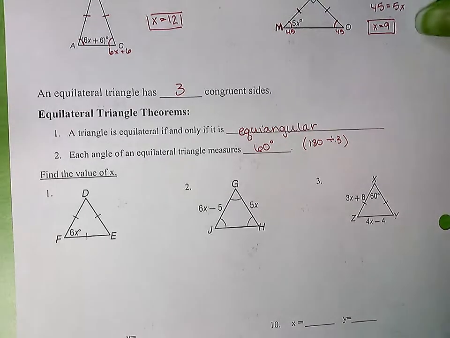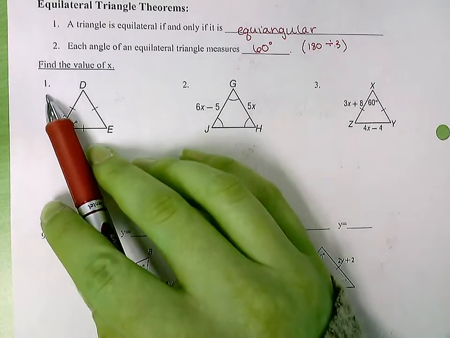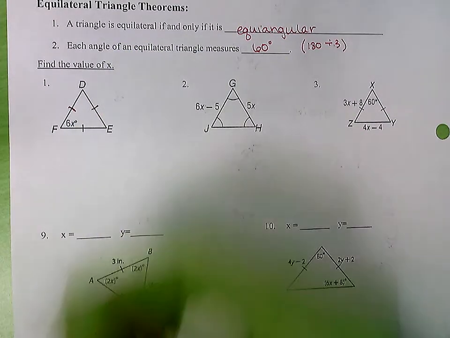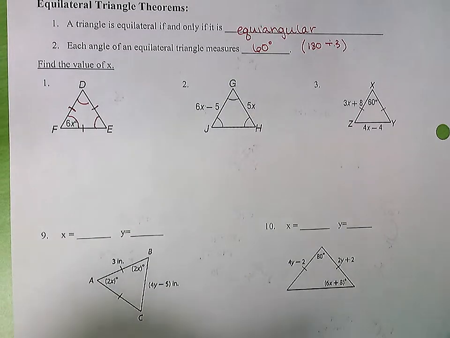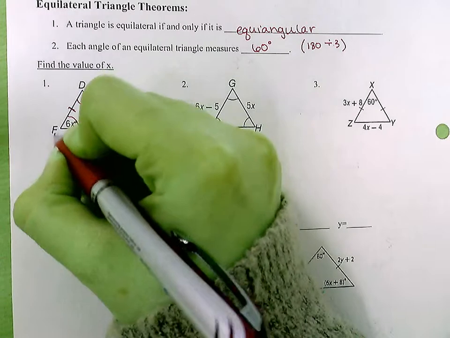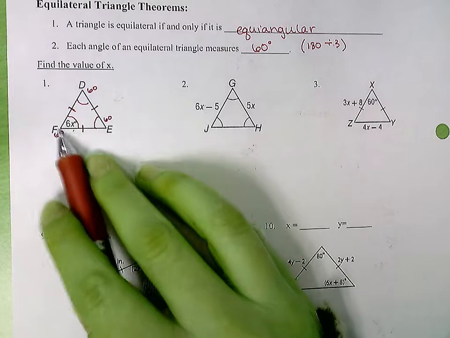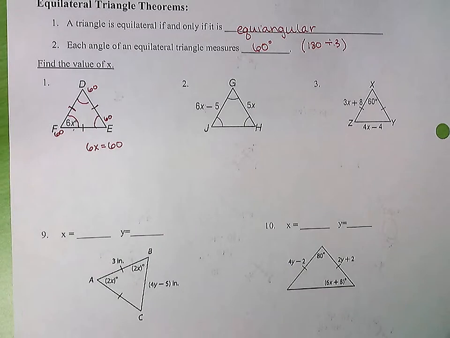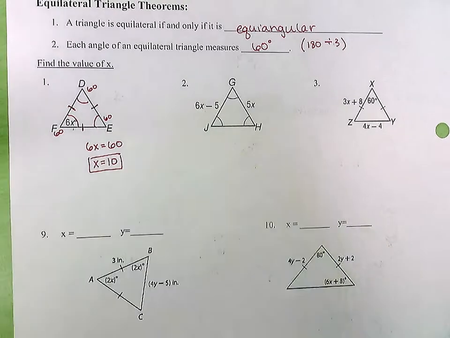So, our example problems for equilateral triangles here. First one, all 3 of my sides are equal. That means all 3 of my angles are equal. That means all 3 of my angles have to be 60 degrees. So in order to find x, I can set angle F, which is 6x, equal to that 60 degrees. So divide by 6, and x will be 10.